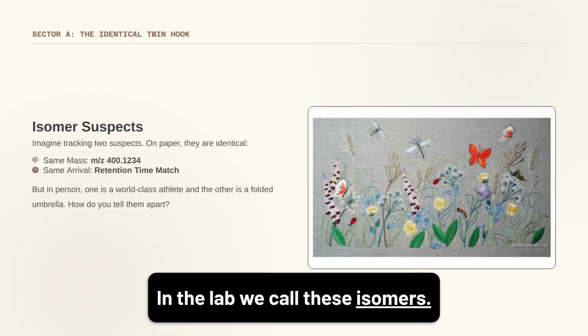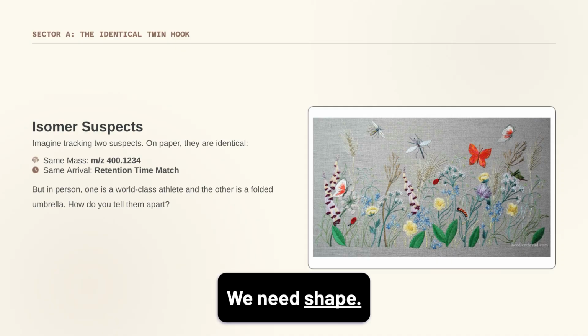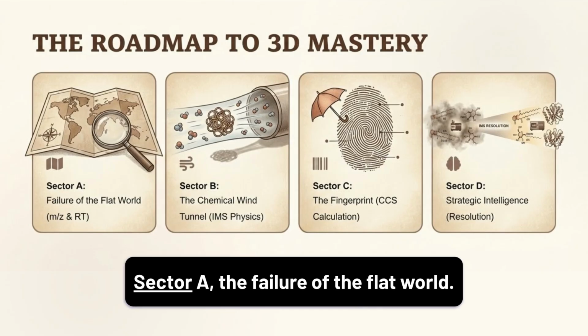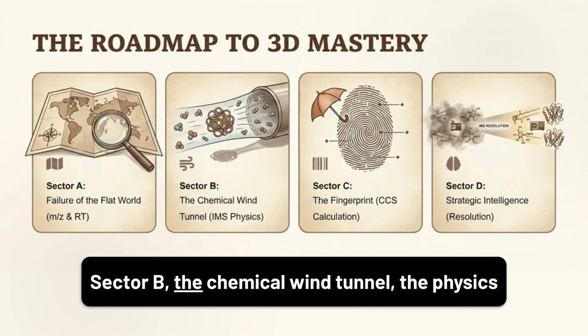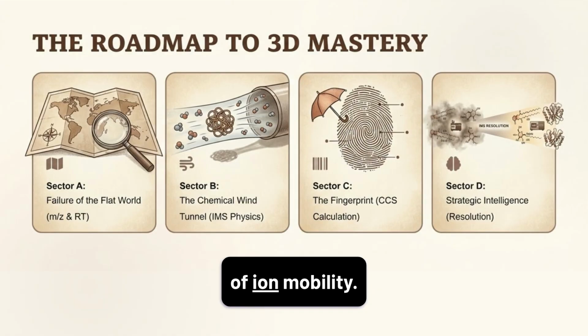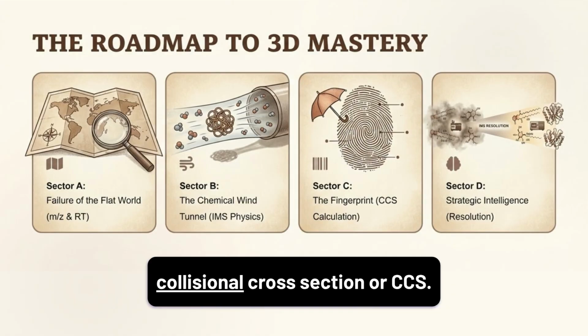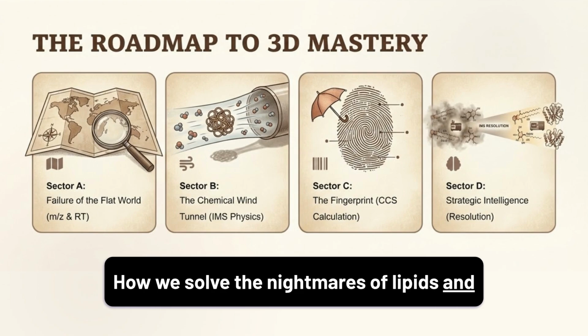In the lab, we call these isomers. To solve this case, mass and time are no longer enough. We need shape. Today, we navigate the final frontier of identification. Sector A, the failure of the flat world. Why M/Z and RT eventually let you down. Sector B, the chemical wind tunnel, the physics of ion mobility. Sector C, the molecular fingerprint, defining the collisional cross section or CCS. And Sector D, strategic intelligence, how we solve the nightmares of lipids and sugars.